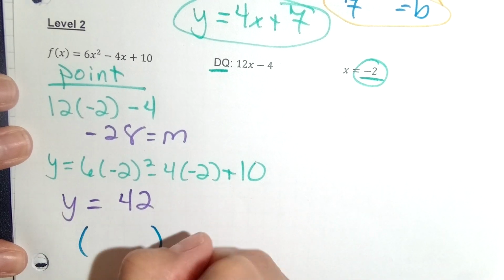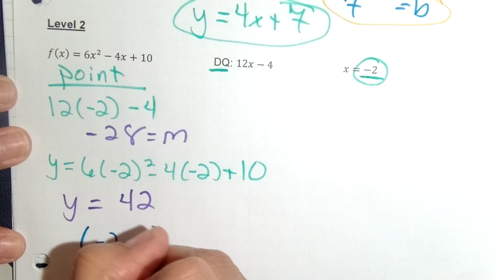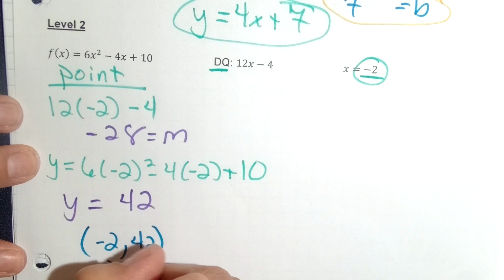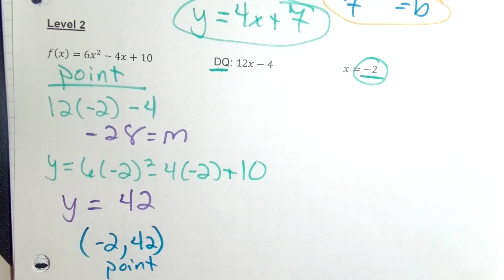What is my point then? Negative 2, then 42. Very good. Negative 2, 42. So this is your point of tangency. Questions? Are we sure? All right. So we found the point. What is our next step?